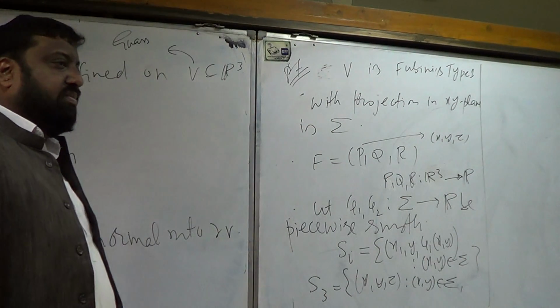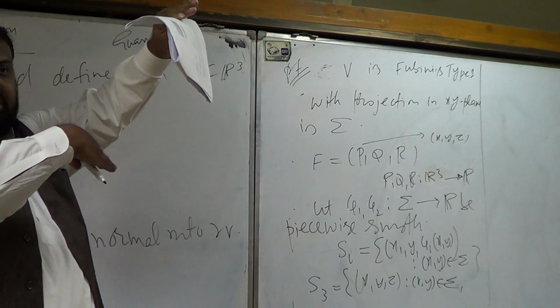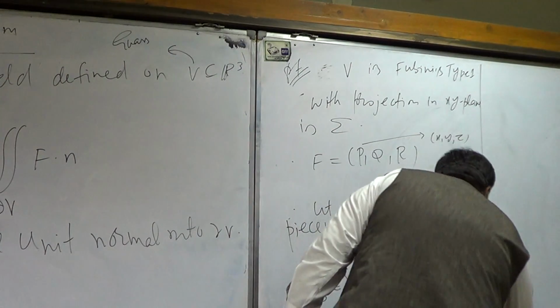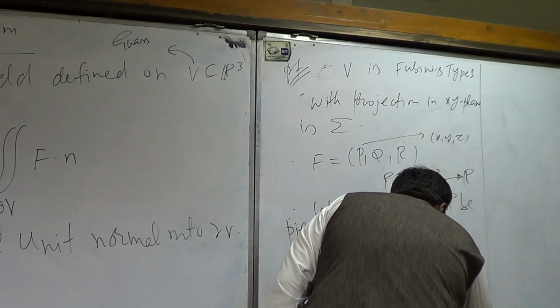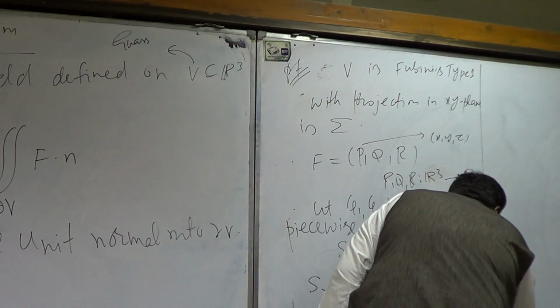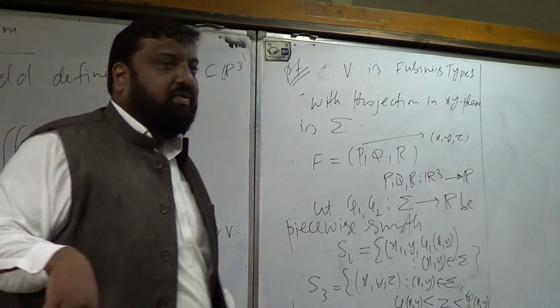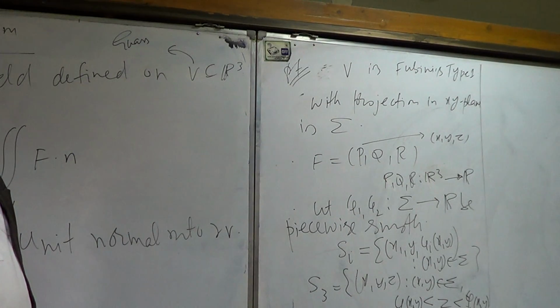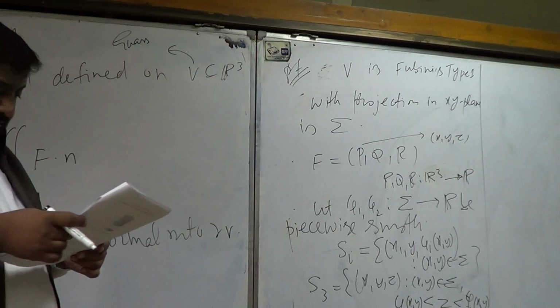But how about z? The z lies between these two surfaces, the top and bottom surfaces, right? So keep the cylinder in your head. You can say z is between phi 1 of x y and phi 2 of x y. I'm assuming that you remember the definition of Fubini type 1. So z is really all points between phi 1 of x y and phi 2 of x y. So that's your S3. Is it making sense?